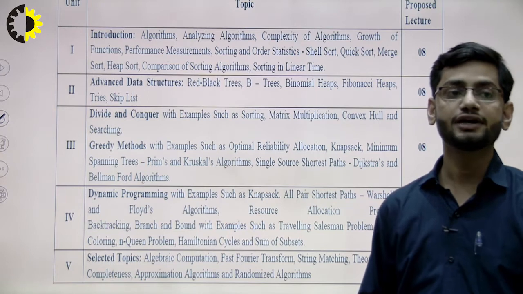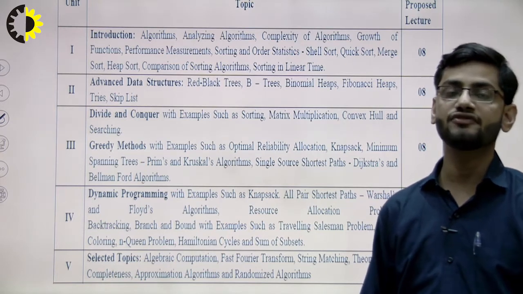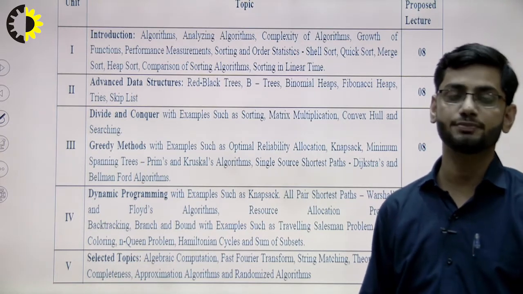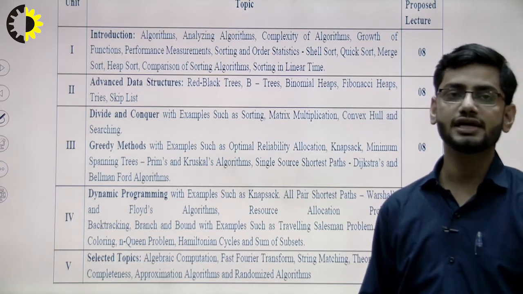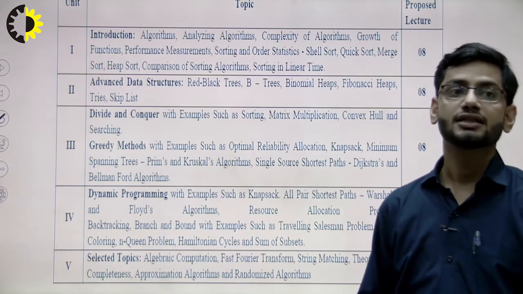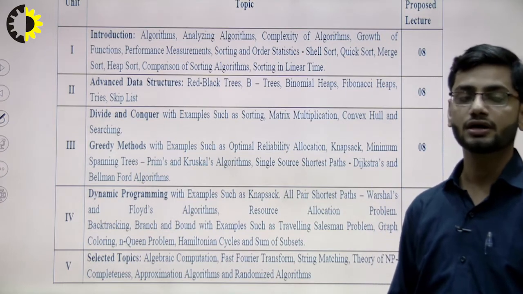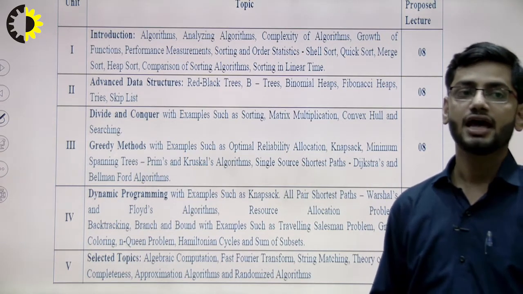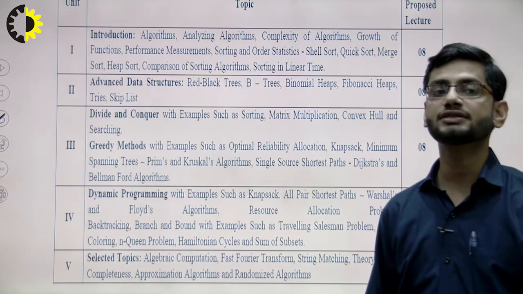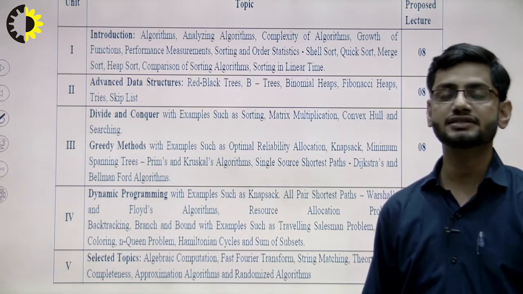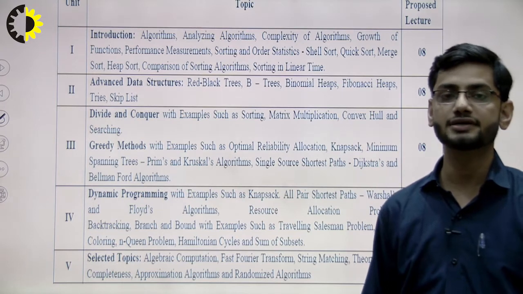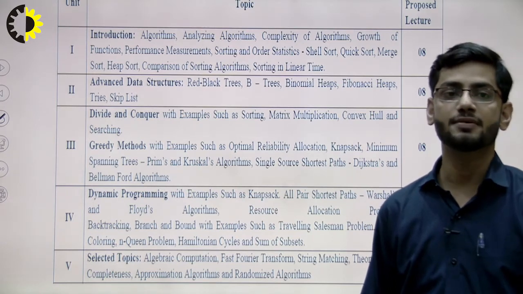Next, third and fourth unit comprises of various algorithm designing approaches and their problems. So there are number of algorithm designing approaches. Third unit covers divide and conquer approach and greedy methods, and fourth unit comprises of dynamic programming approach. And in fifth unit we will study the selected topics and theory of NP completeness.